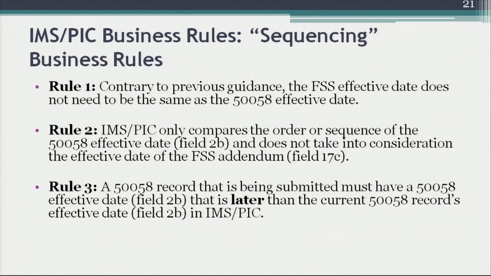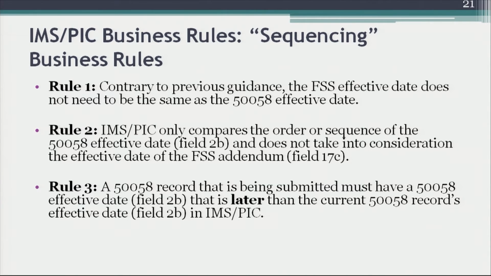There are 3 business rules concerning the sequencing of the data. Rule 1 is that the FSS effective date does not need to be the same as the 5.8 effective date. This is different than previous HUD guidance on this issue. Rule 2 is that PIC only compares the order or the sequence of the 5.8 effective date, which is field 2B, and does not take into consideration the effective date of the FSS addendum.